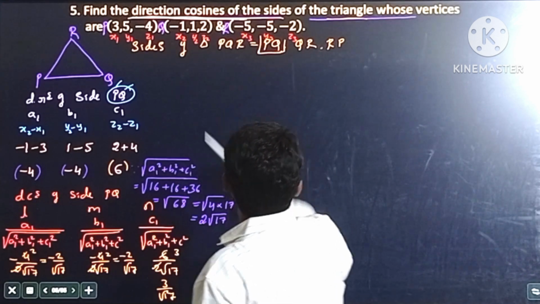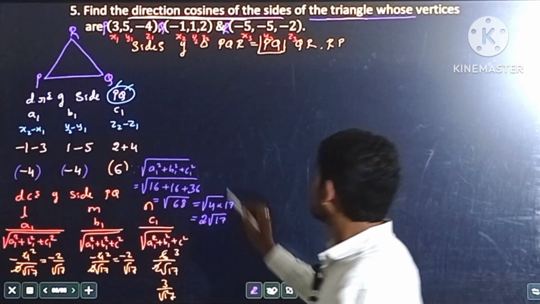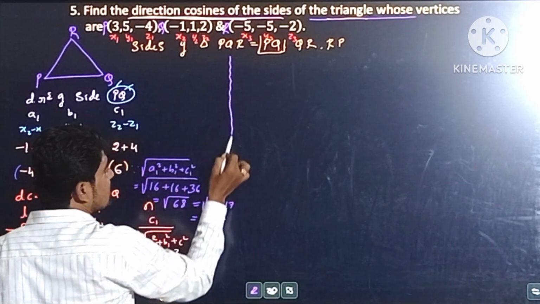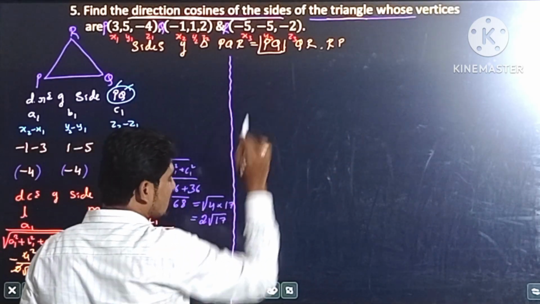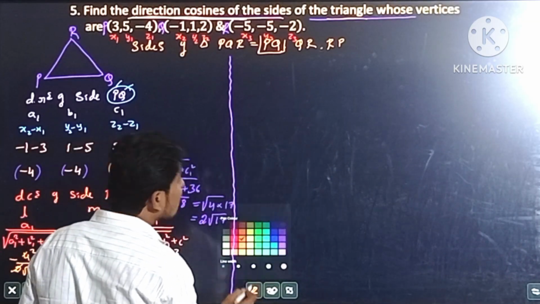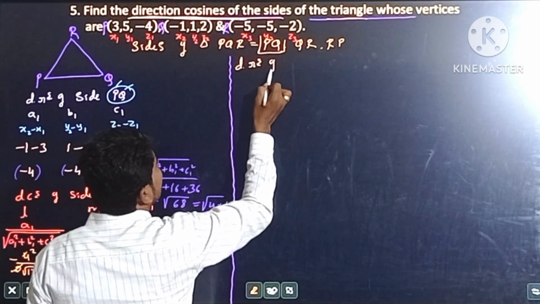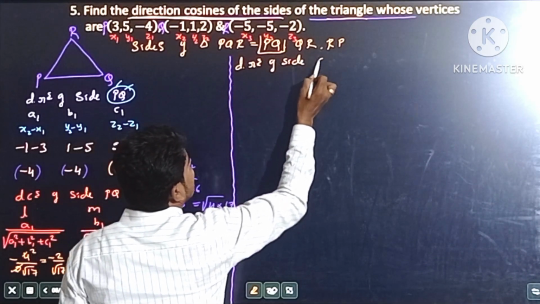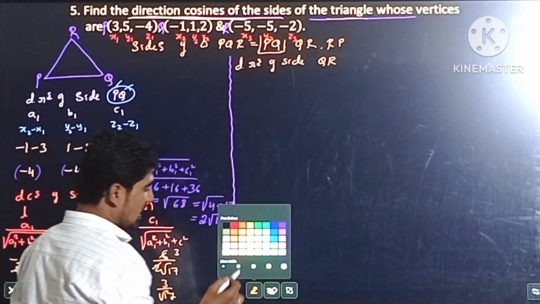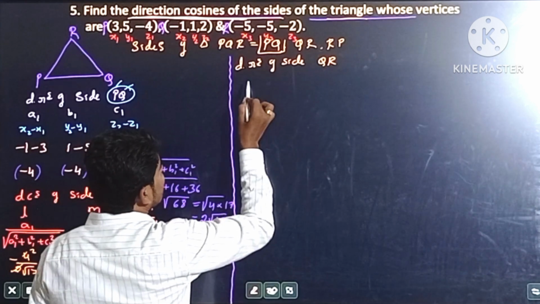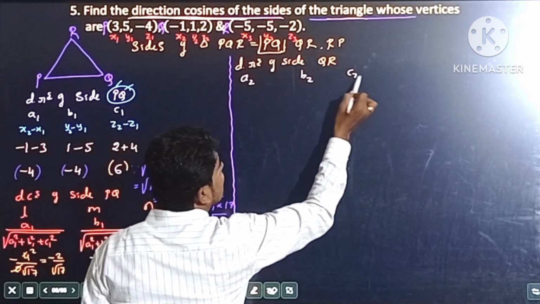So these are the direction cosines of the first side, PQ. And now we need the direction cosines of the second side, QR. So what is the next step? In the next step we need the direction cosines of the next side QR. For that, first we need the direction ratios of the side QR. So let's say the direction ratios of the side QR are A2, B2 and C2.